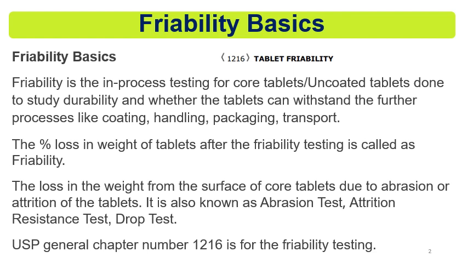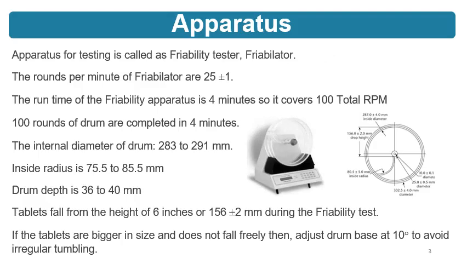It is the loss in the weight from the surface of core tablets due to abrasion or attrition of the tablets. It is also known as abrasion test, attrition resistance test and drop test. And in the USP there is a chapter for friability testing. The chapter number is 1216, and this chapter gives the information regarding the friability tester and the limits.